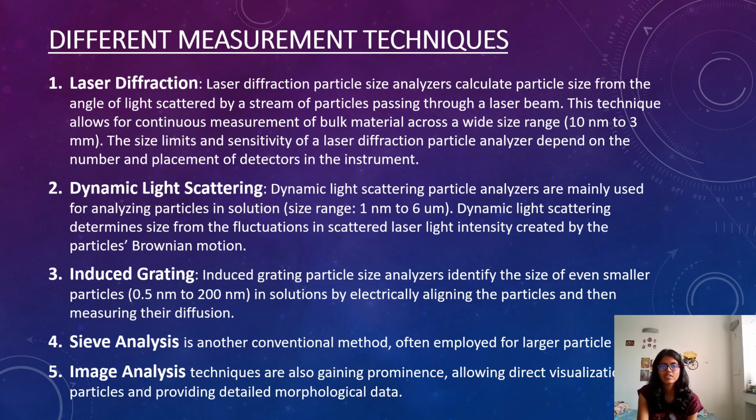And next comes sieve analysis. It is another conventional method often employed for larger particle sizes. Basically, the sample passes through a series of sieves with different mesh sizes, separating it into size fractions. Size range is typically from 45 micrometers to several millimeters. They are common in industries like construction, mining, and agriculture. It is simple, inexpensive, and does not require complex equipment.